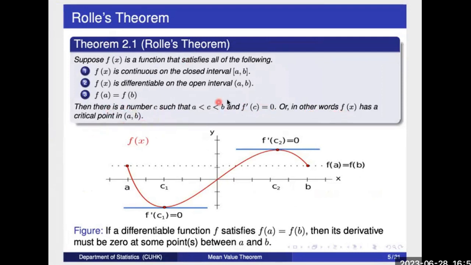To apply Rolle's theorem, we need to satisfy three conditions. Firstly, the function must be continuous on a closed interval. Secondly, it must be differentiable on an open interval. And thirdly, the function must have equal values at the endpoints of the interval. At the bottom of the slide, you can see a graphical representation of Rolle's theorem. It demonstrates that if a differentiable function f satisfies f(a) equals f(b), then its derivative must be 0 at some point c between a and b.